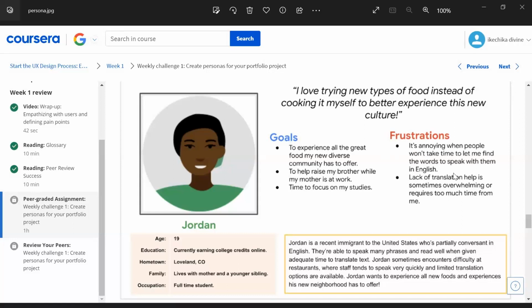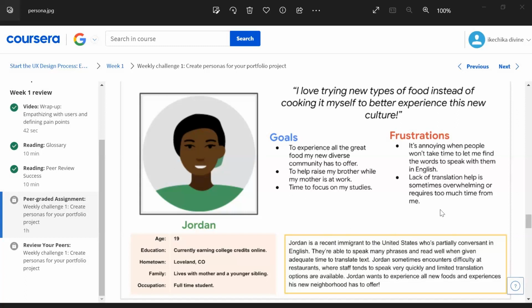So from this statement, if we go down here to read now, we are going to see that Dodan is a recent immigrant in the United States. Now, it is a bit far-fetched, but I want to use it to drive home the point. Dodan is a recent immigrant to the United States who's partially conversant in English. They are able to speak many phrases and read well when given adequate time to translate text. Children sometimes encounter difficulty at restaurants where staff tends to speak very quickly and limited translation options are available. Children wants to experience all new food and experiences the neighborhood has to offer.